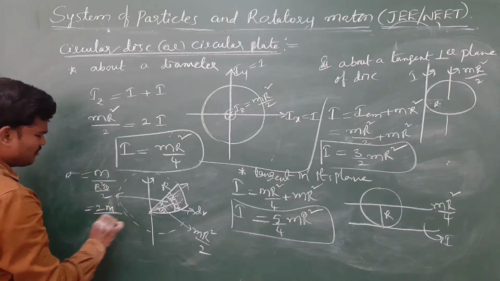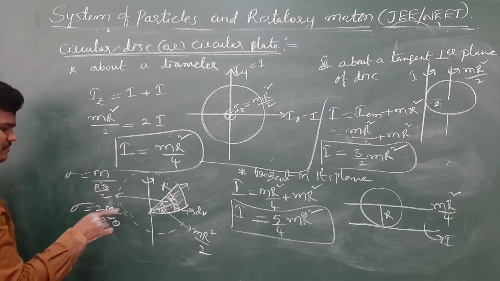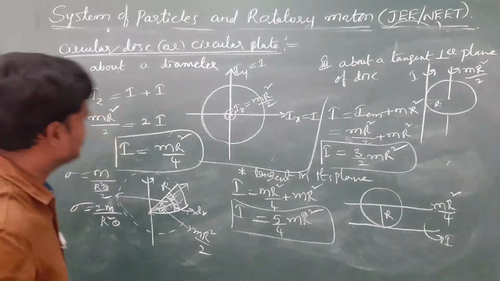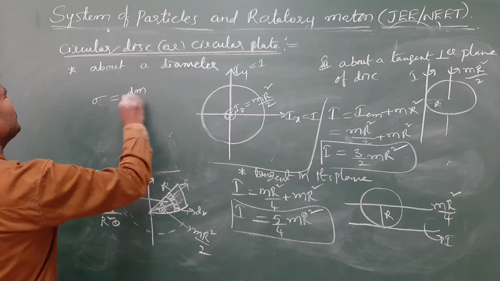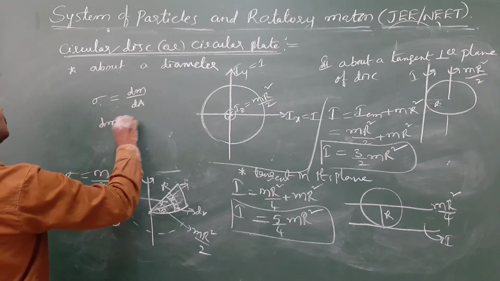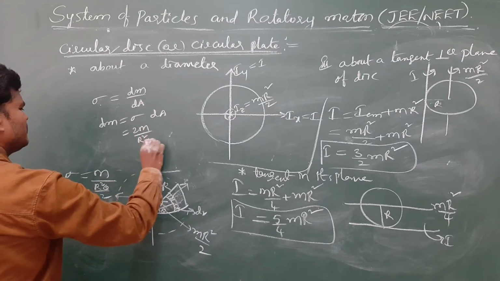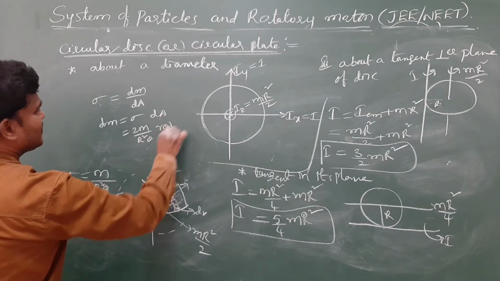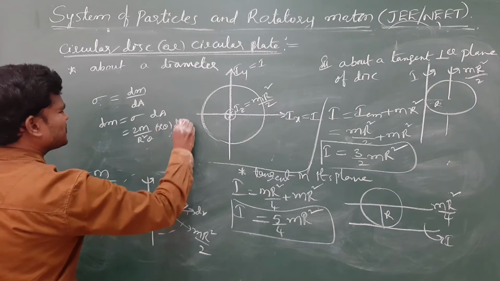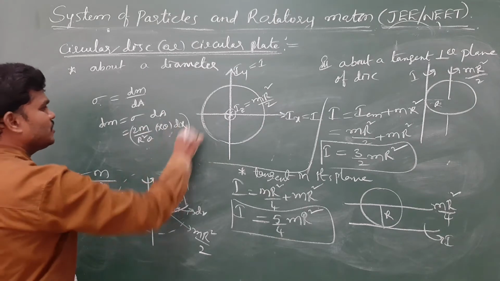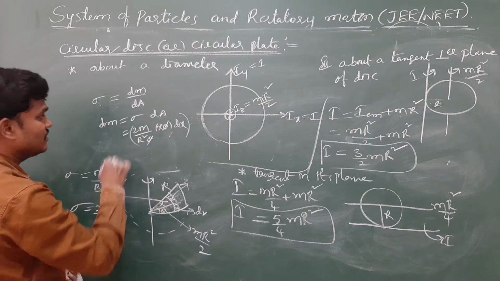If you use this, sigma is 2m by r square theta. For a small part, again, sigma is equal to dm by dA. So dm is equal to sigma dA, sigma being 2m by sector area r square theta. This dA is arc length r theta; if this is x theta into dx, again multiply by x square. So this is the dm.